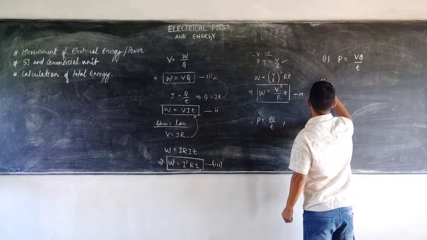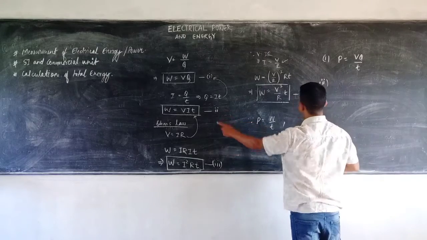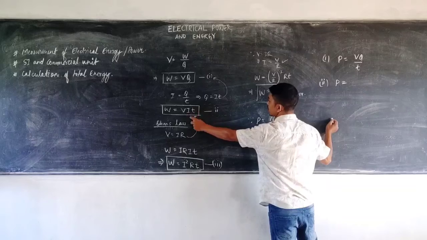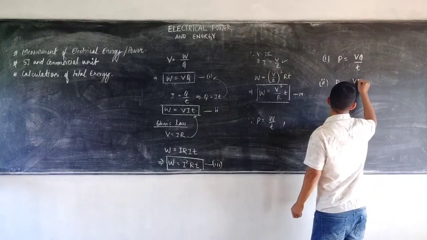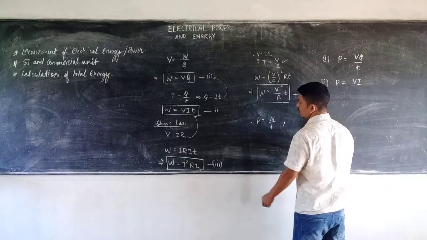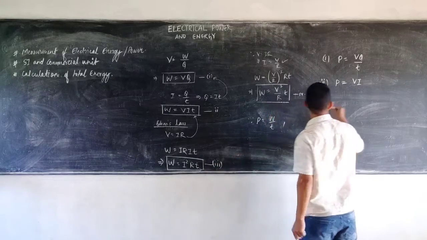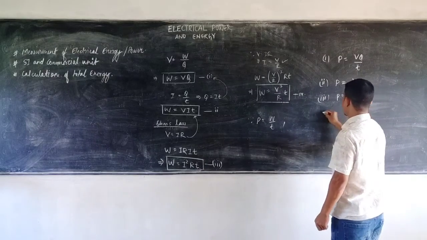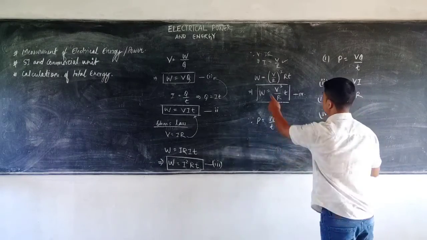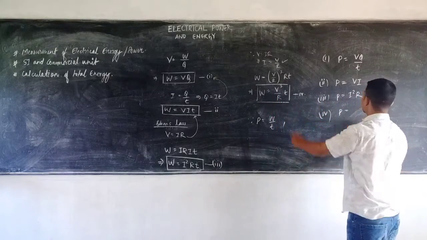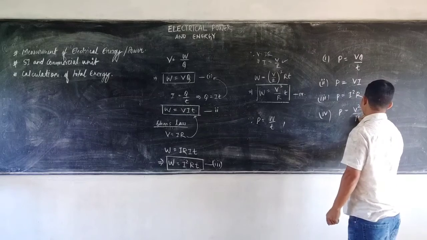And in the second, what will I do? Here again P will be equal to this expression divided by T. T and T get cancelled, and I will get V into I. Now the third one: in this expression I will divide by T, and P will be equal to I square into R. And finally the fourth one: dividing this by T, T and T get cancelled, I will get P equals V square divided by R.